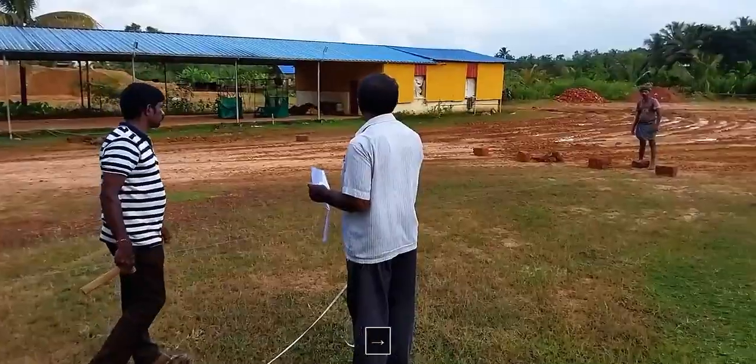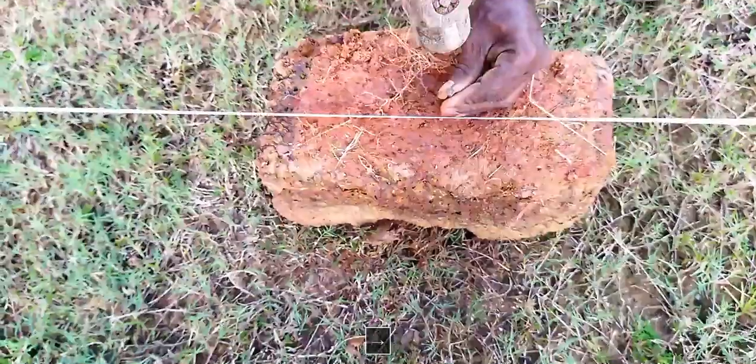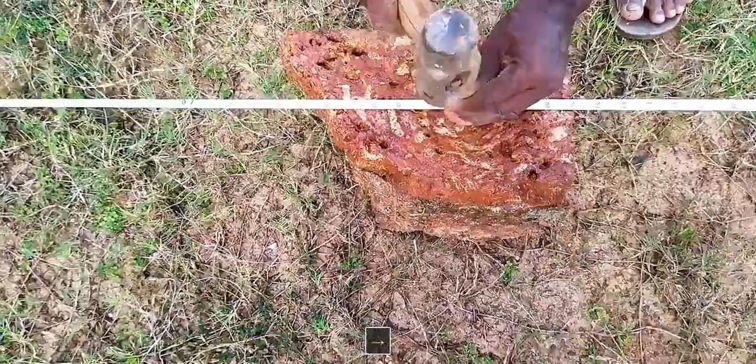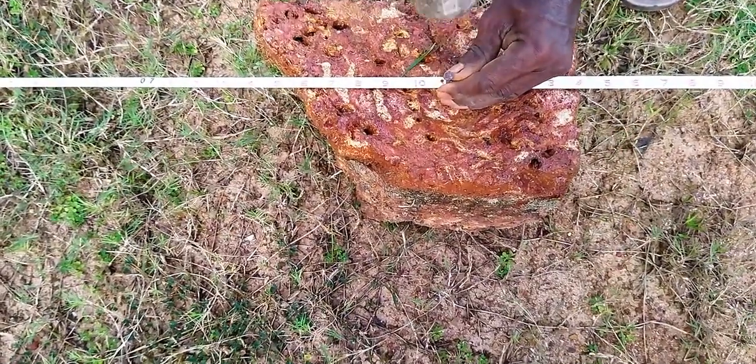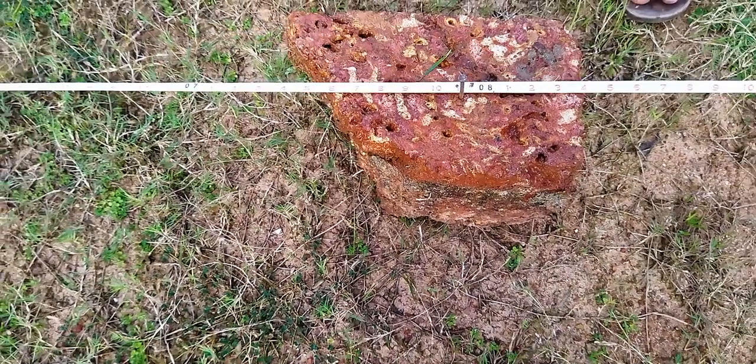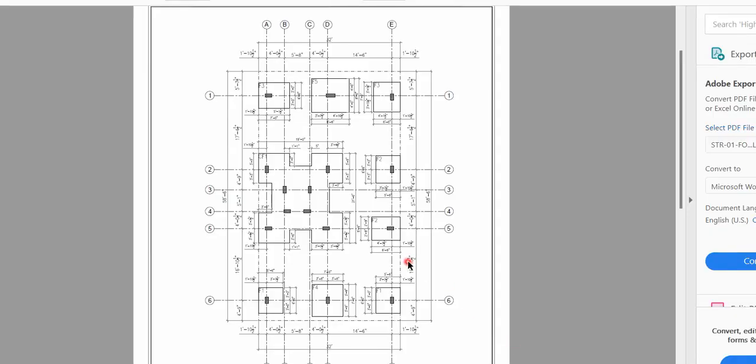I'm moving a bit forward because it's the same thing. We'll not waste our time here. Again, this is 7 feet marking they are doing. 7 feet 10.5 inch. So where is this 7 feet 10.5 inch? We'll try to look for it. Yeah, we're not getting that. It's okay for us.